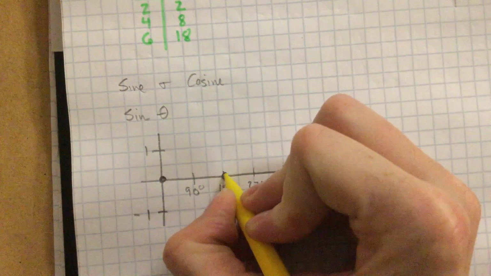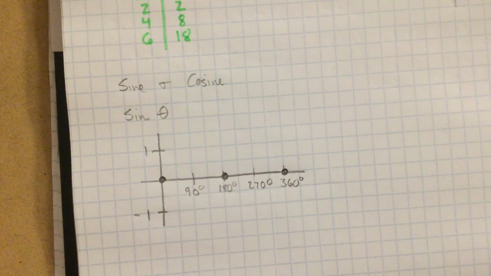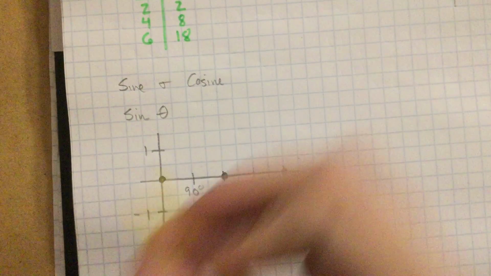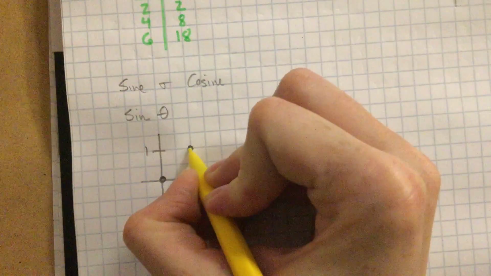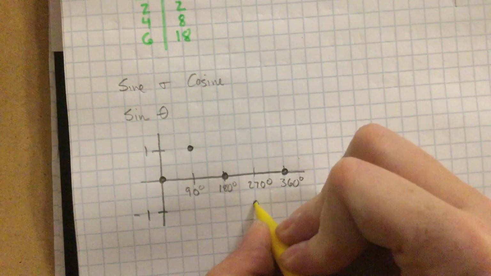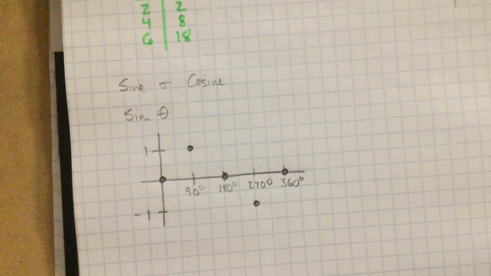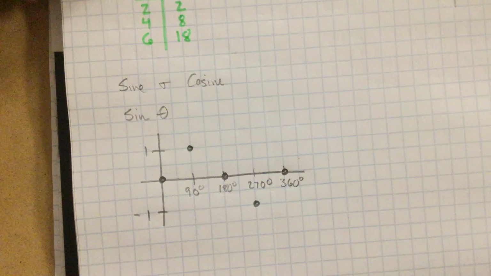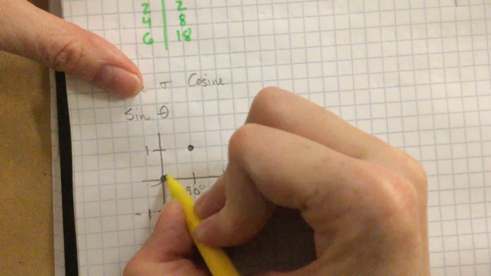There's 3 other points that I need. I need the middle point at 180, and then I need the middle of the middles. 90, 270. That's it. That's all I gotta do. Yep. So you got 5 dots you gotta put on there.